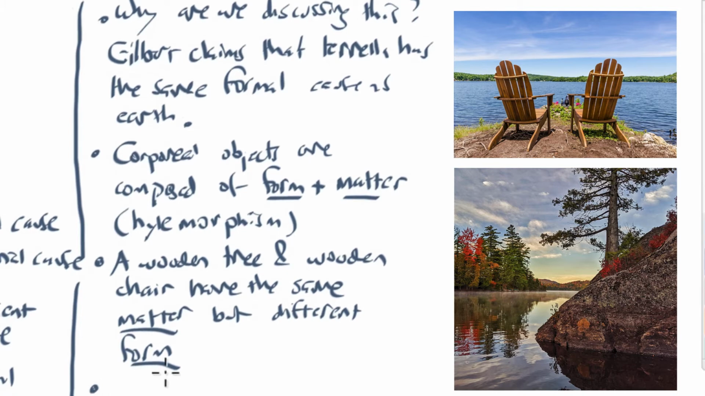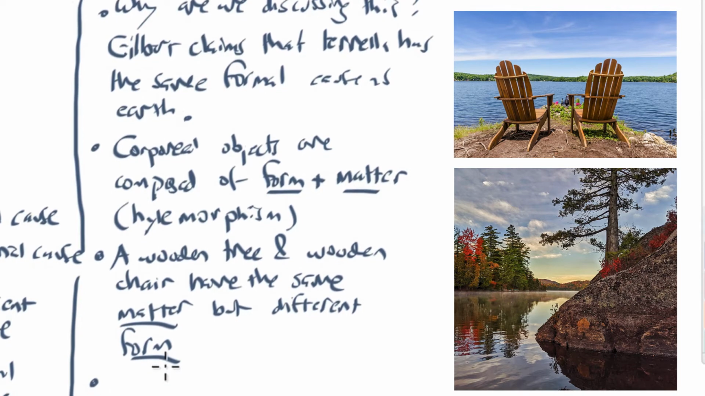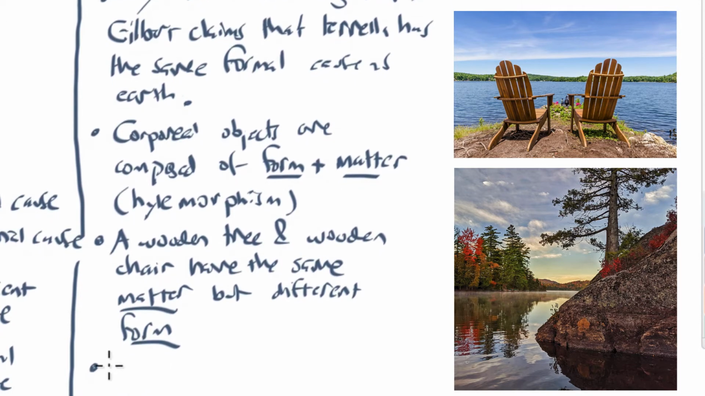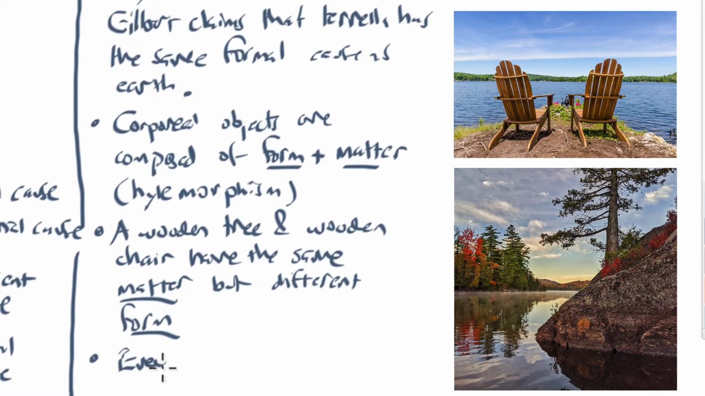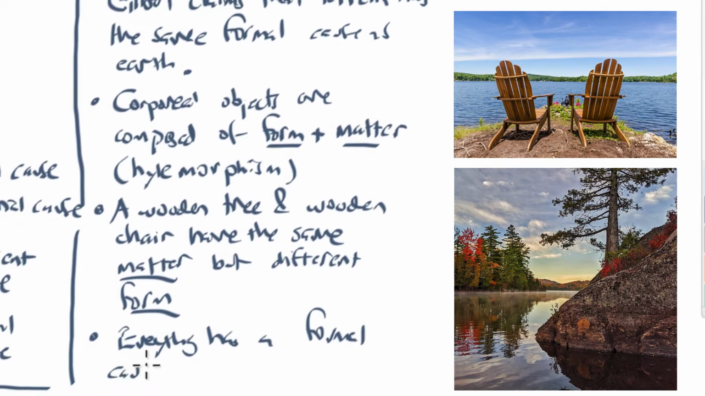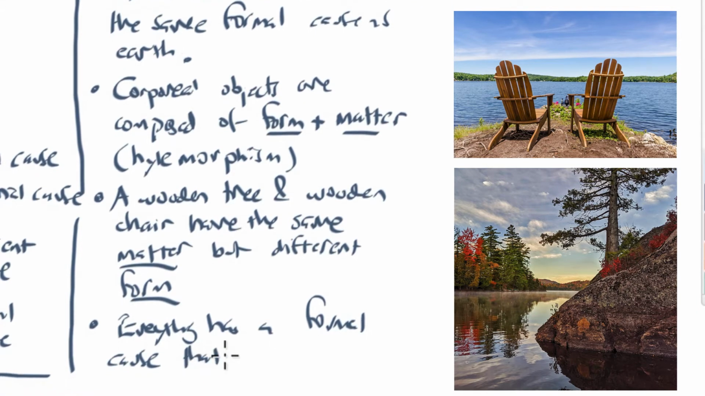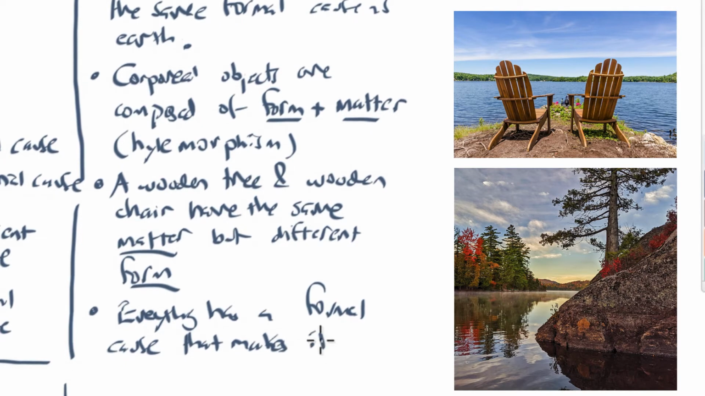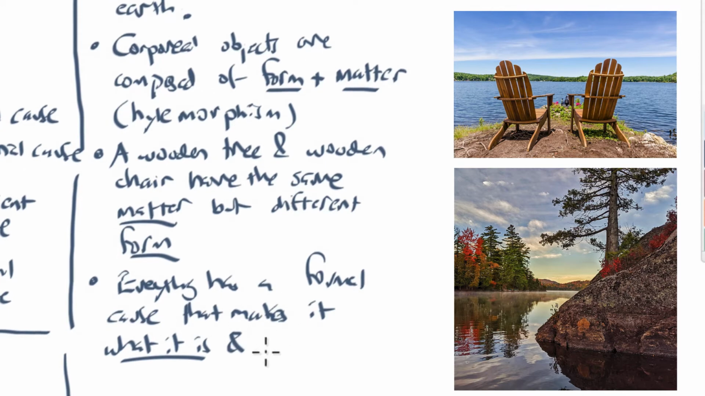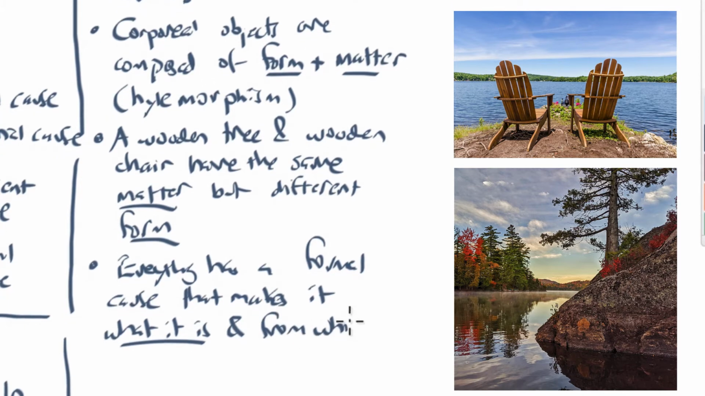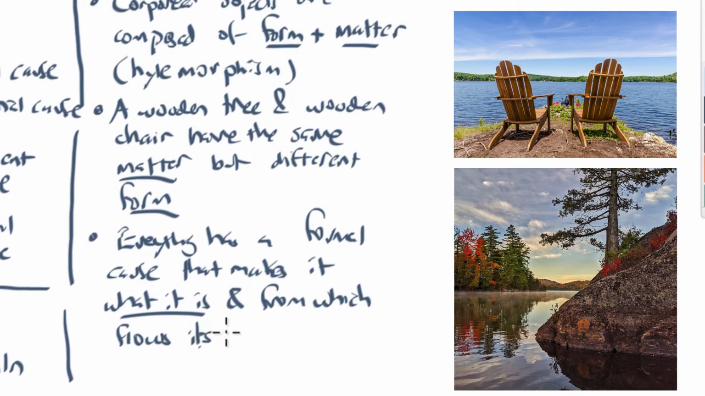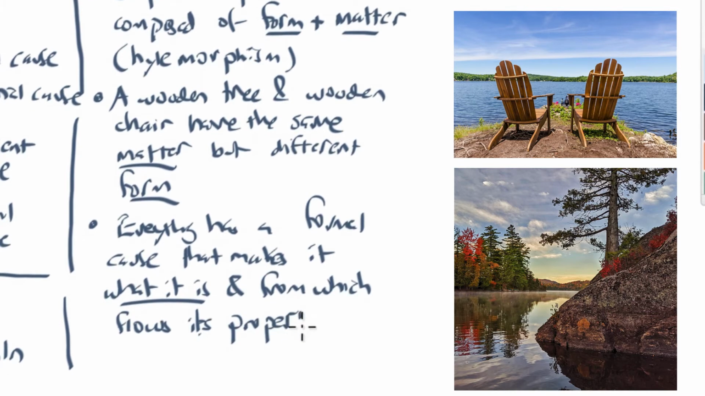Okay? So everything has a form, or a formal cause that makes it what it is, and from which flows that thing's unique properties. So everything has a formal cause that makes it what it is, and also from which flows its unique properties, or nature. Okay.